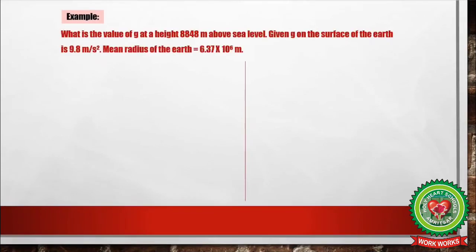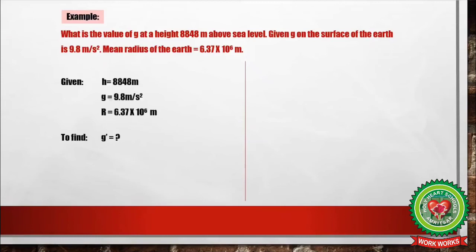Now we'll take an example so that we will be more clear about the concept of variation of g with altitude. What is the value of g at a height 8,848 meter above sea level? Given g on the surface of the earth is 9.8 meter per second square, mean radius of the earth is 6.37 × 10^6 meter.